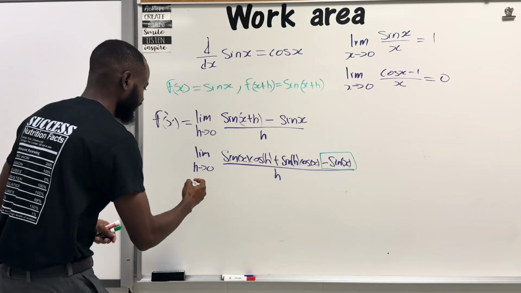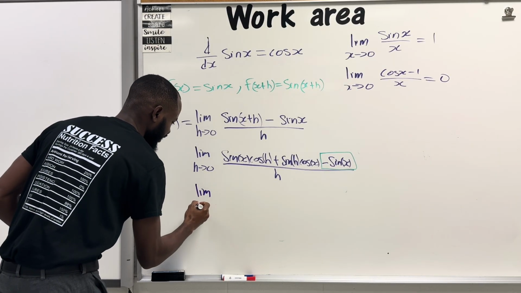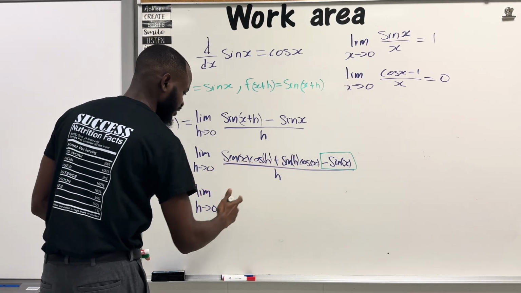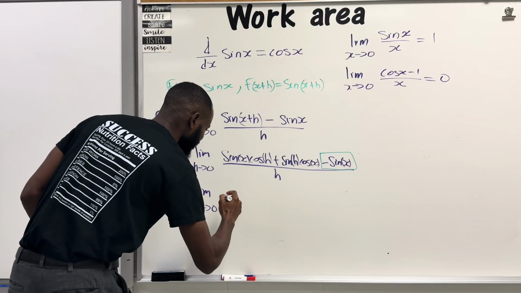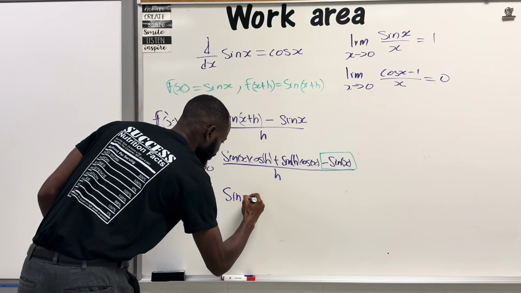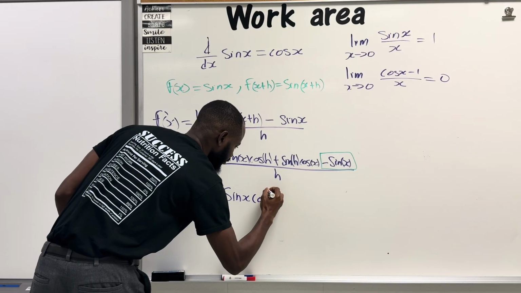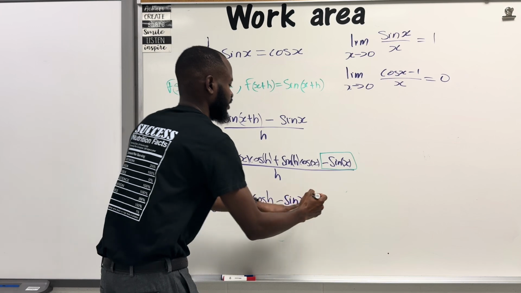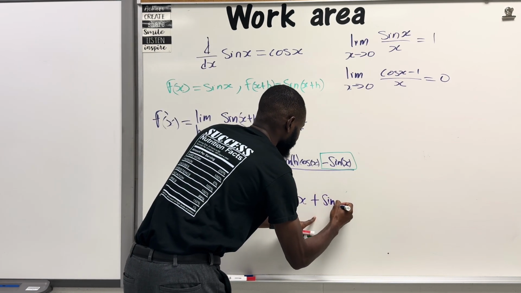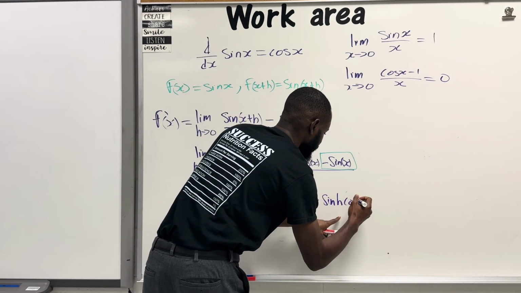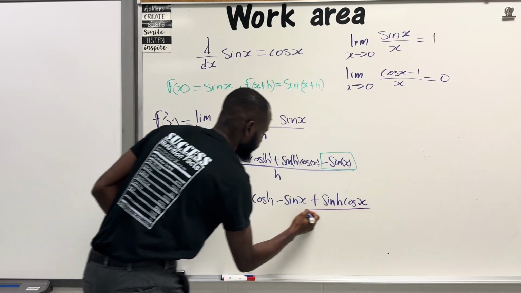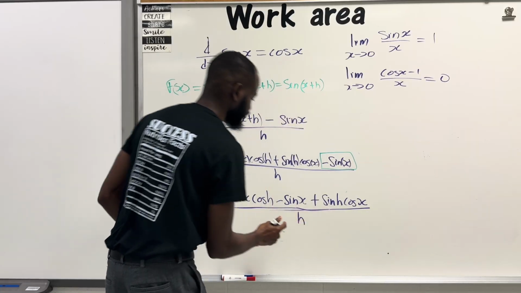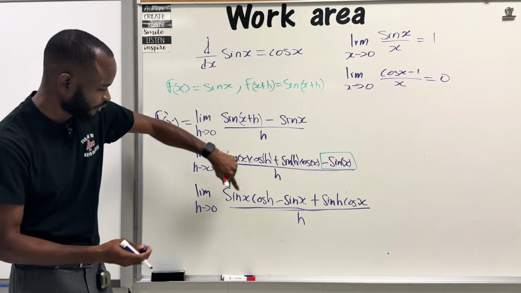So down here we have the limit as h tends to 0 of, so I'm going to factor out a sine x, but I'm going to write it so that you can see what's happening. Sine of x cos h minus sine of x, and then we're going to add sine of h cos of x, all divided by h. There we go.